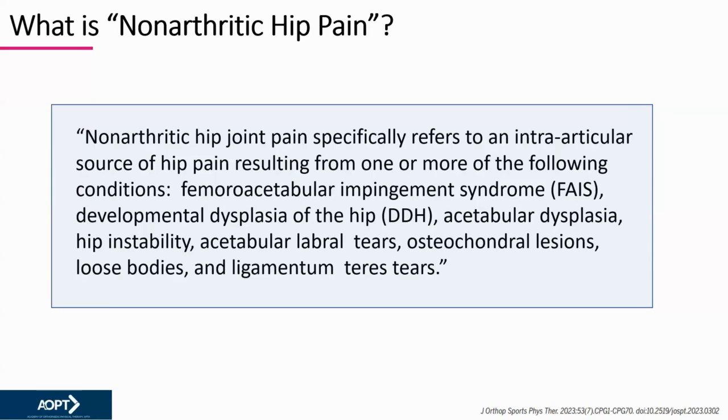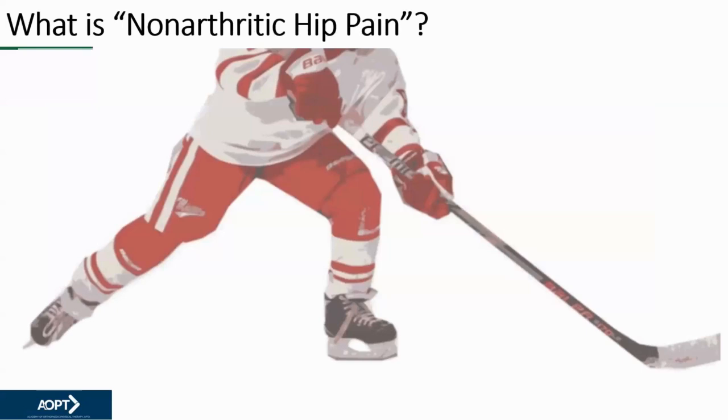Developmental dysplasia of the hip, acetabular dysplasia, hip instability, which is really a multifactorial entity and can include a number of these other terms within, and we'll discuss, resulting acetabular labral tears, osteochondral lesions, loose bodies, and more recently ligamentum teres tears. Again, many different potential diagnoses. Of course, none of them qualify as osteoarthritis. There's a separate CPG that is currently in revision that will look at that diagnosis. So again, non-arthritic hip joint pain.